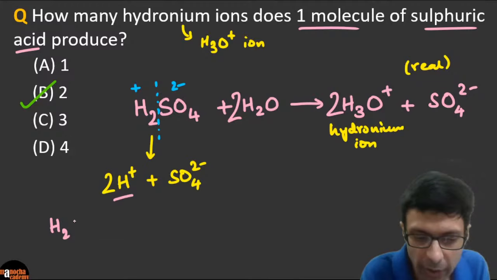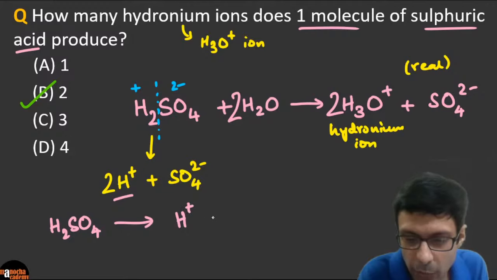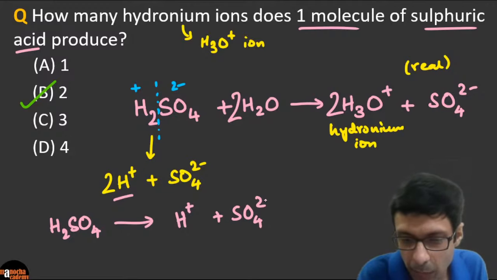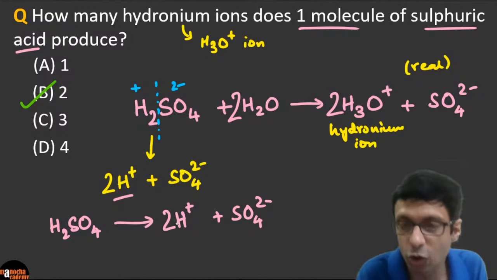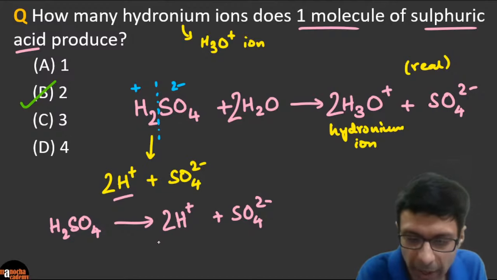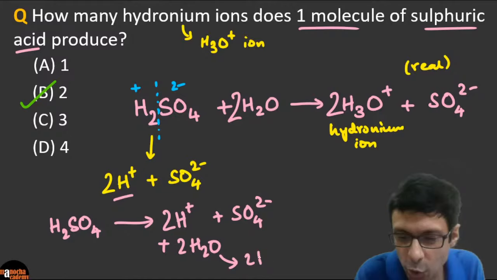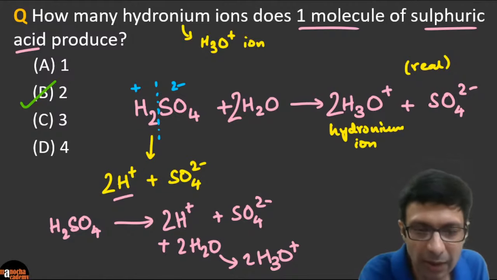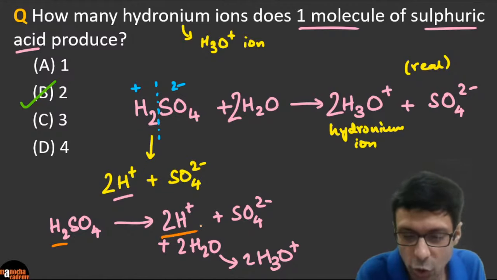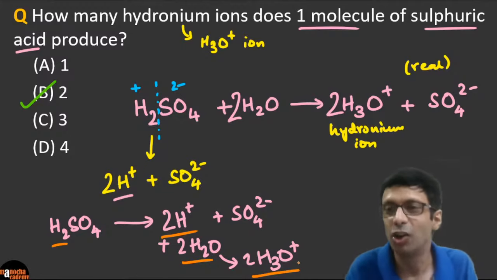You just start with sulfuric acid, H2SO4, and as we discussed, it will break down into H plus and sulfate. But to balance it, because one molecule will give 2 H plus, these 2 H plus will combine with 2 molecules of water. So you're basically going to get over here 2 H3O plus. So that's another shortcut way of thinking. If you don't want to think of the entire equation, just understand that one molecule is producing 2 H plus, and those 2 H plus will combine further with 2 water molecules to produce 2 hydronium ions.